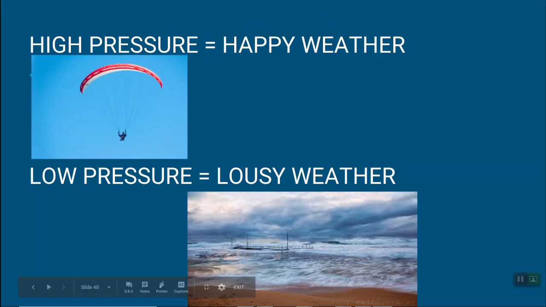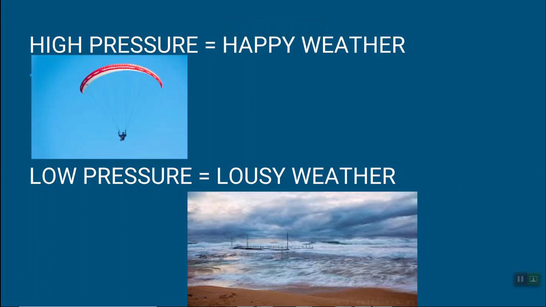Another thing we really talked a lot about today was how air pressure can actually be used to predict what the weather would be like in general. So we used these two sayings. High pressure equals happy weather. So happy weather being like blue skies, no clouds, sunshiny weather, whereas low pressure is lousy weather. Clouds, storms, rain, things like that. So remember, high pressure is the happy weather, low pressure is the lousy weather.